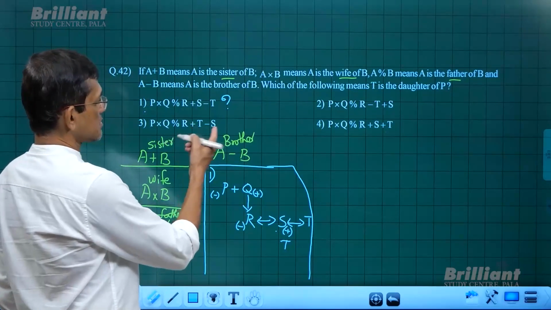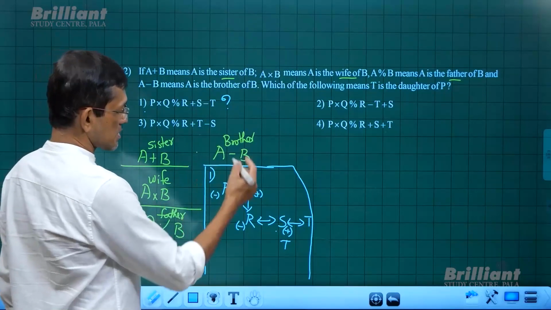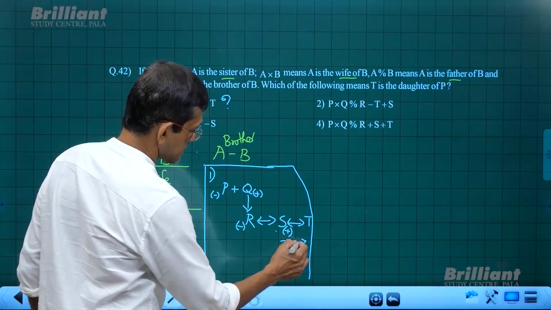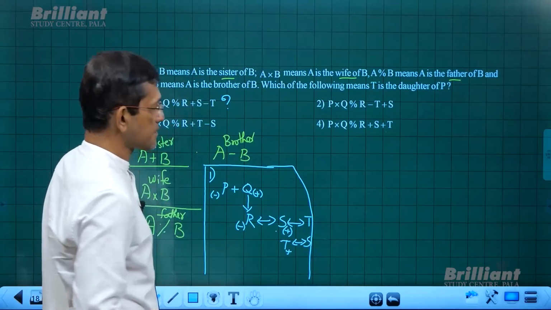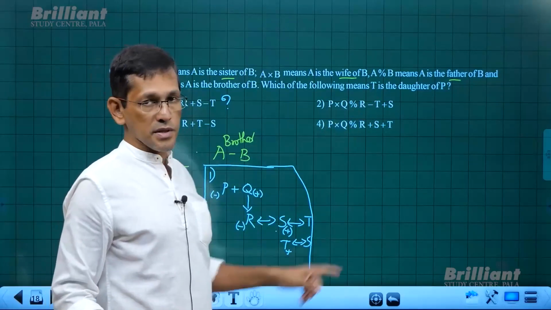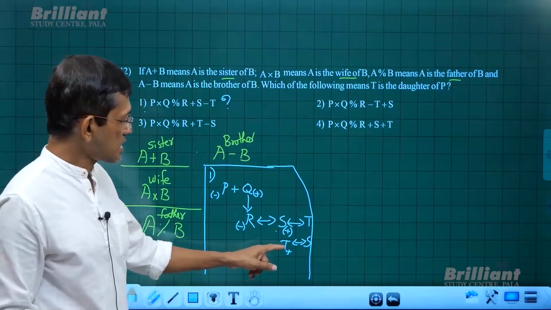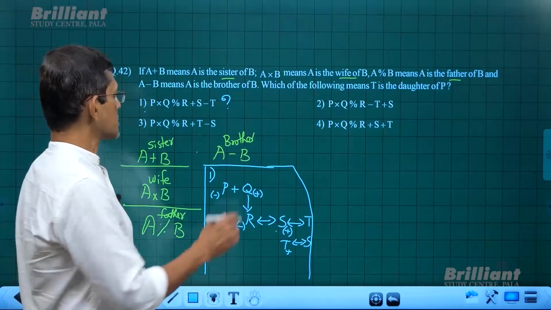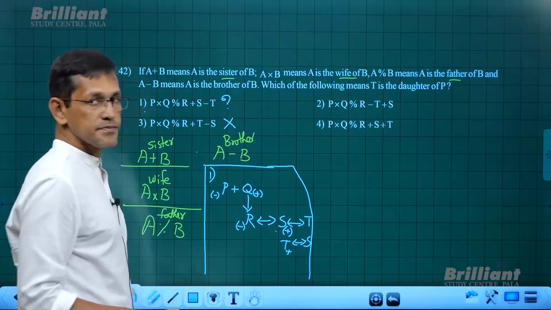Now, next one, T minus S means T is the brother of S. So T is the brother of S. And what we need, which of the following means T is the daughter of P? In this case, clearly we know that T is the son of P, right? So this one cannot be the answer.